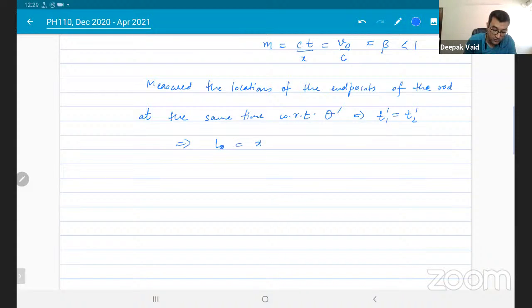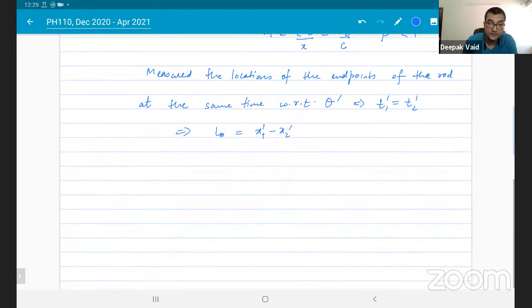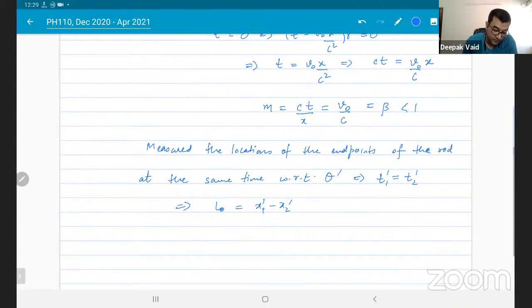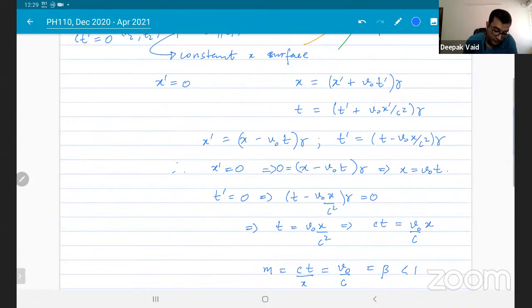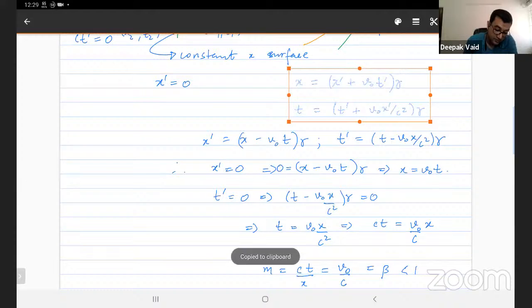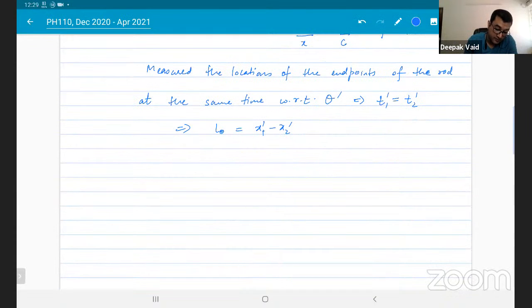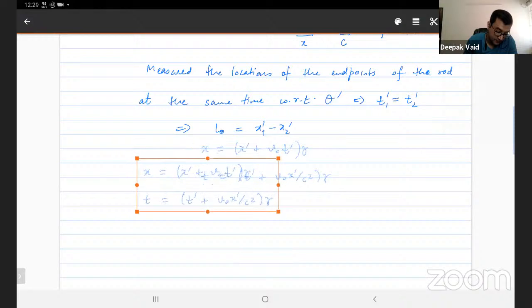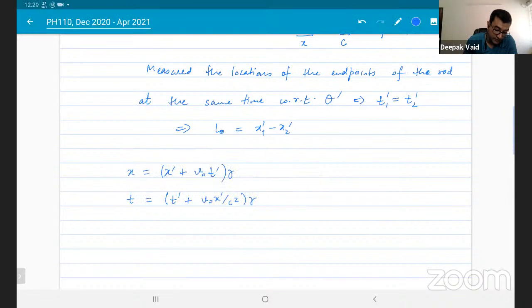So a length L naught is equal to x1 prime minus x2 prime. Okay. So now we transform to the other frame of reference, right? When we transform to the other frame of reference, what do we get? We have to use this expression for x and t in terms of x prime and t prime. So I have this expression, right?